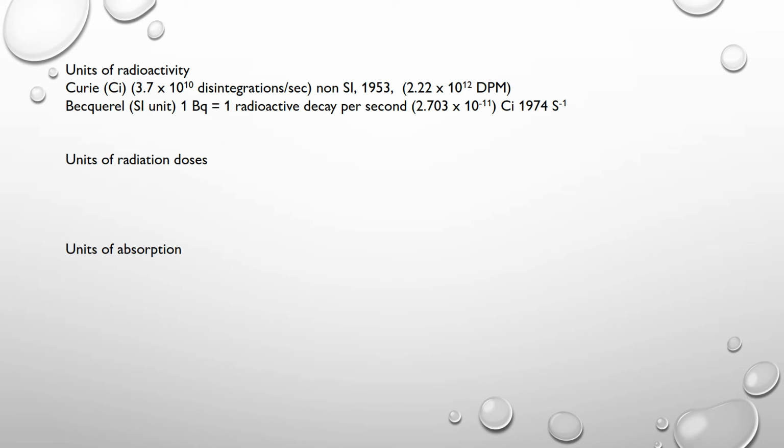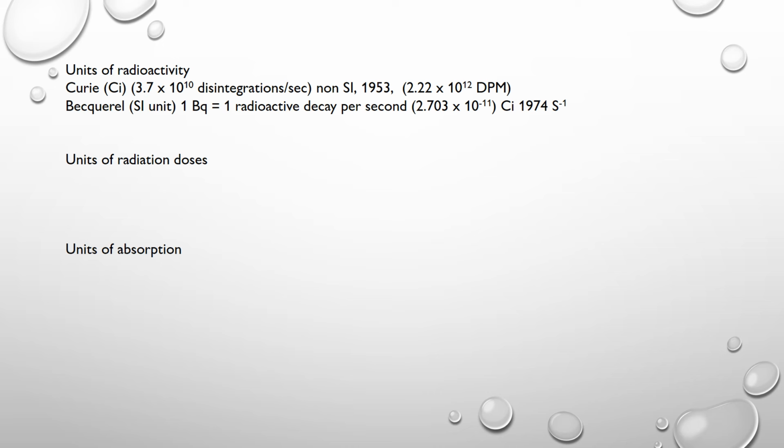So there are units of radioactivity, based on radioactivity, based on radiation loss, and based on absorption. The first one is the Curie. That is 3.7 into 10 to the power 10 disintegrations per second taking place in the nucleus. It's a non-SI unit which was introduced in 1953. It is also stated as 2.22 into 10 to the power 12 disintegrations per minute.